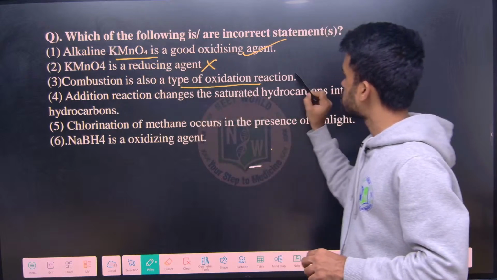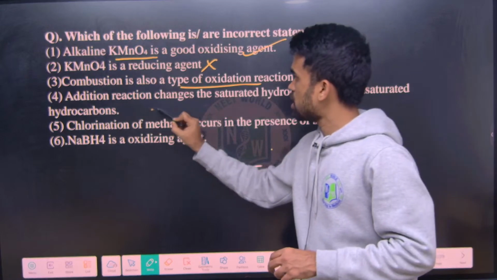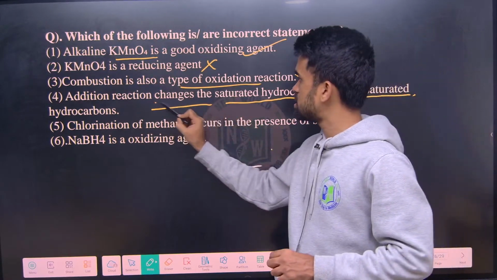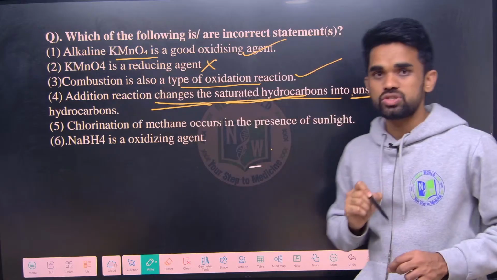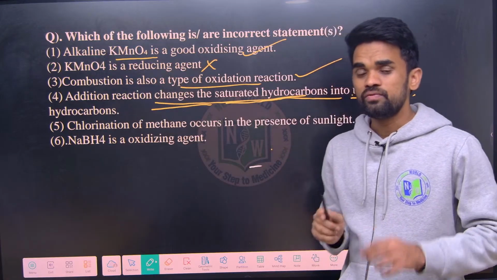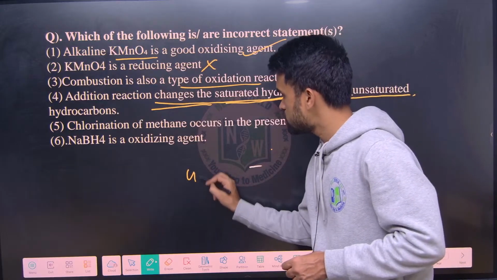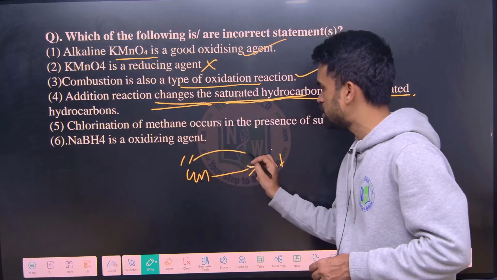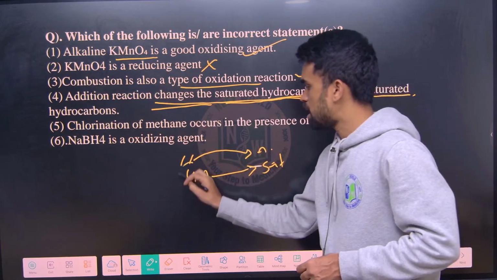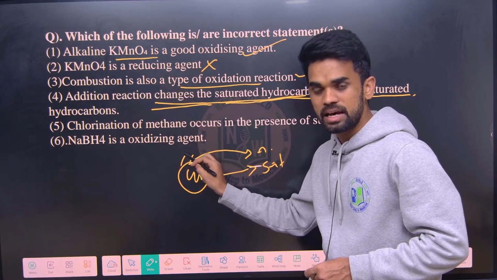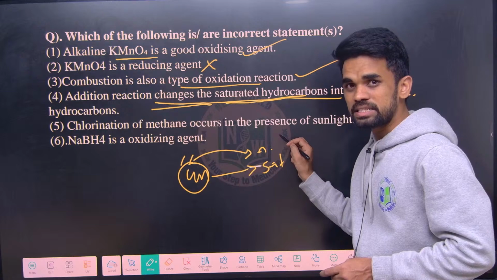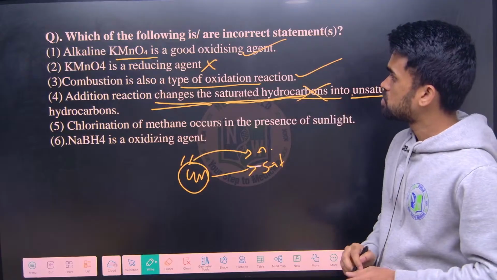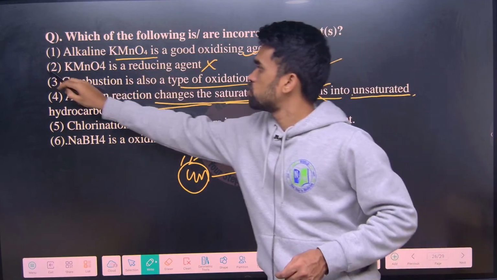Combustion is also a type of oxidation. Perfectly correct. Oxidation reaction changes the saturated hydrocarbons. Addition reactions change saturated hydrocarbons to unsaturated. Is this clear? Is this correct? No. We know addition reactions change unsaturated compounds to saturated, like alkenes being converted into alkanes. Alkenes and alkynes are unsaturated, and they convert into alkanes that are saturated. So the statement is in reverse manner. So what are the incorrect statements? 2, 4. 2, 4 are incorrect.